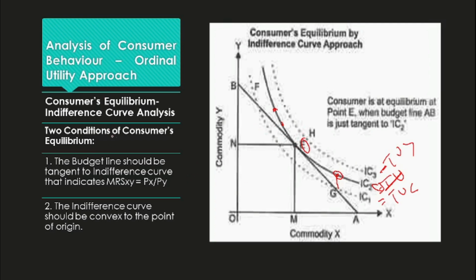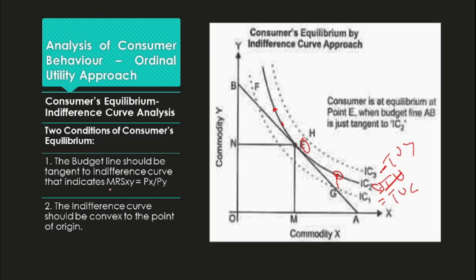The same thing I have written here: what are the two conditions of consumer's equilibrium in indifference curve analysis? The first is that the budget line should be tangent to the indifference curve, and the second is that the indifference curve should be convex to the origin, because there are different kinds of indifference curves as well. Sometimes it takes a different shape and becomes concave. That is not the matter of this video. Those IC curves with different shapes are actually the exceptions. Here we are not talking about exceptions, we are talking about the normal scenario, or normal goods. But the foremost important condition is that the budget line should be tangent to the indifference curve.